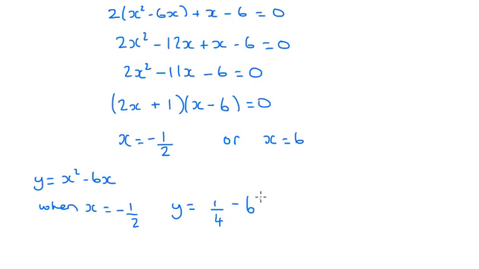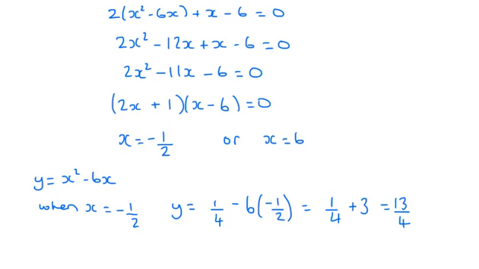Take away 6 lots of negative 1/2. So that's going to be add 6 lots of negative 1/2. So we're adding on, sorry, it's going to be add 6 lots of 1/2. So we're adding on 3. So we've got 3 1/4 there, which is 13/4 as a top heavy fraction. So when x is minus 1/2, y is 13/4.